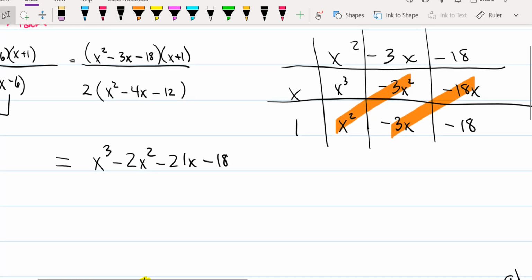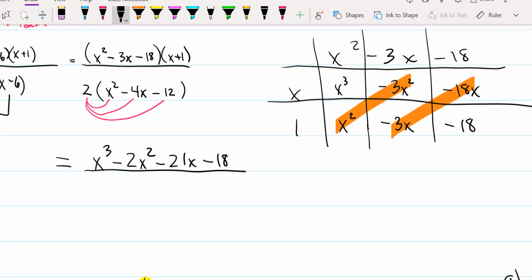In the denominator, though, we've got to distribute the 2 to each one of these terms. When we do that, we'll end up with 2x squared minus 8x minus 24. So that's how we come up with the unfactored form, or the original form of the rational function. So this right here is my expanded form.